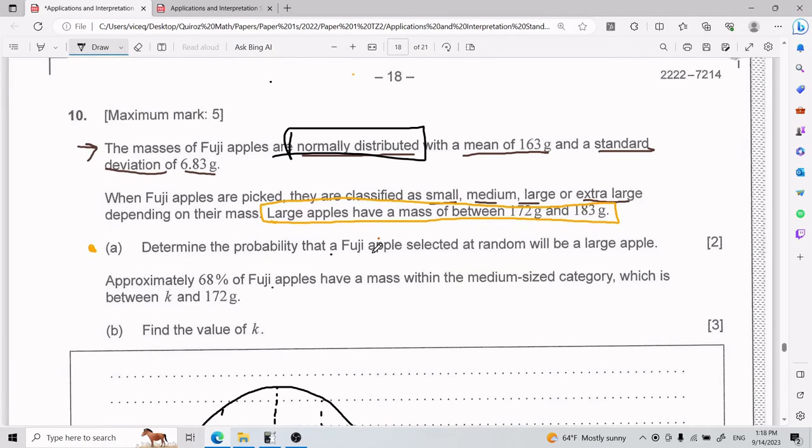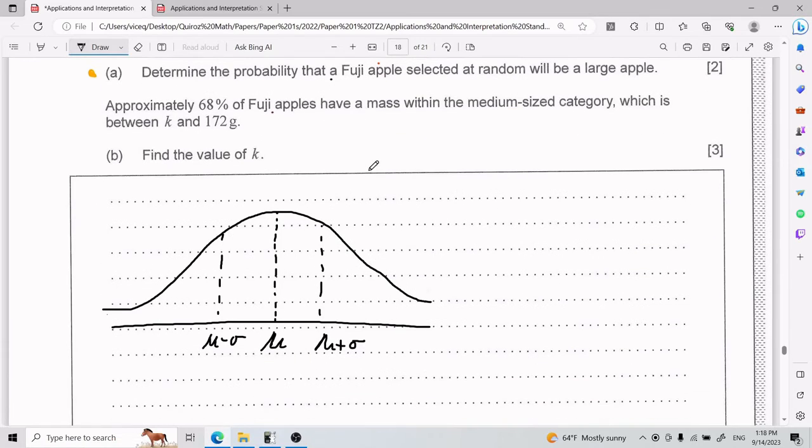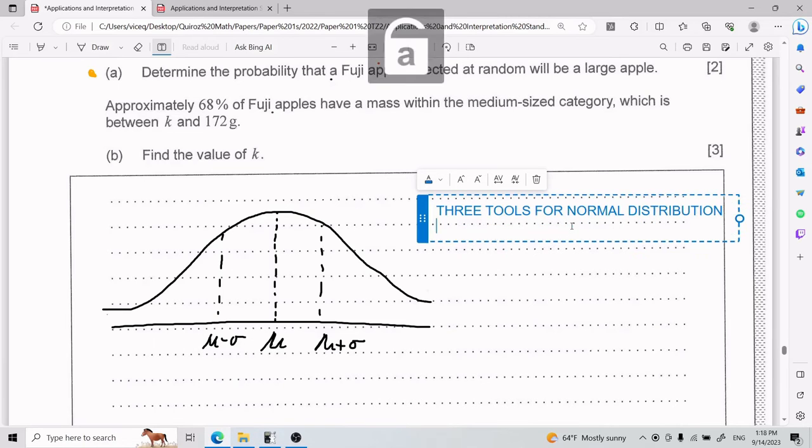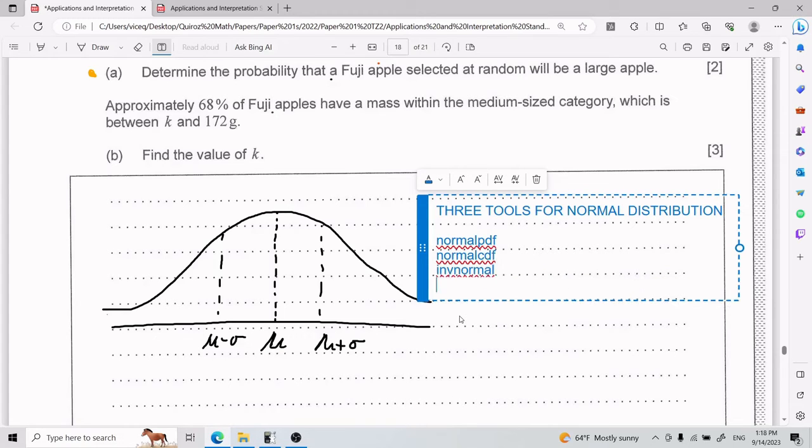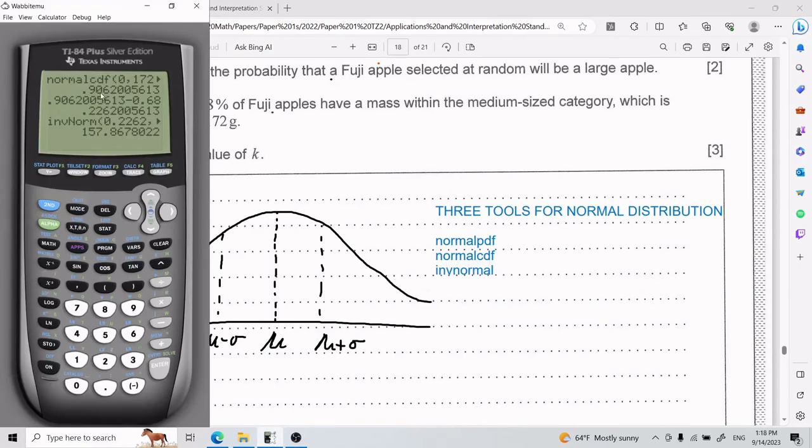So, how the heck can we solve this? See, the thing is, whenever you face normal distribution, okay, you need to realize that you have three tools for normal distribution, okay, and they are all from your graphing calculator. I'm gonna go over them in a second, but you have normal PDF, normal CDF, and inverse normal. I'm gonna go through the three of them right away.